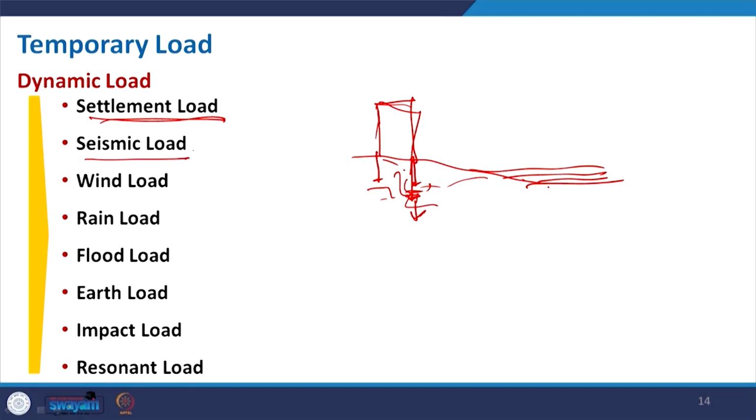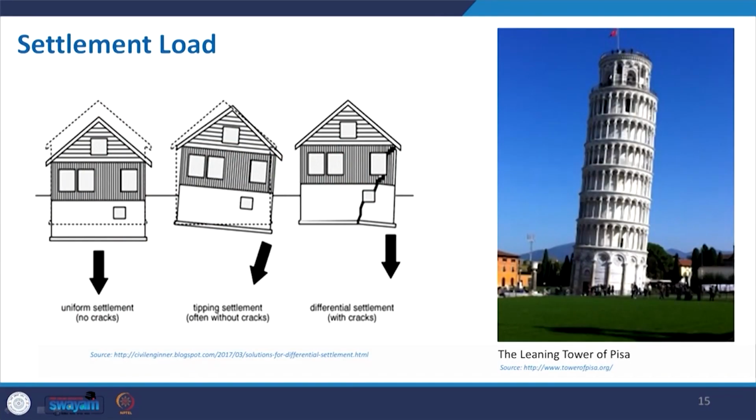Then seismic load due to earthquake, wind load due to wind, rain load, flood load, then earth load. Earth load is basically the lateral soil pressure. Impact load is an all of a sudden load, and resonant load will create resonance. So, let us see one by one.